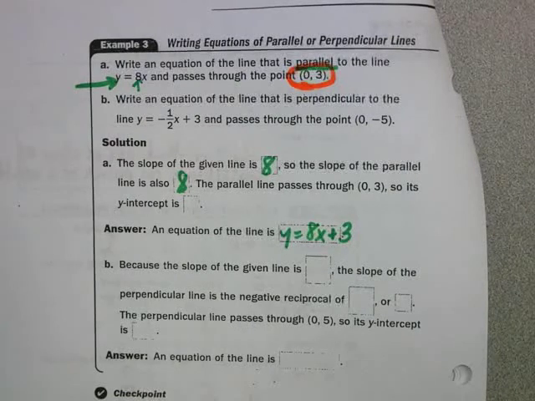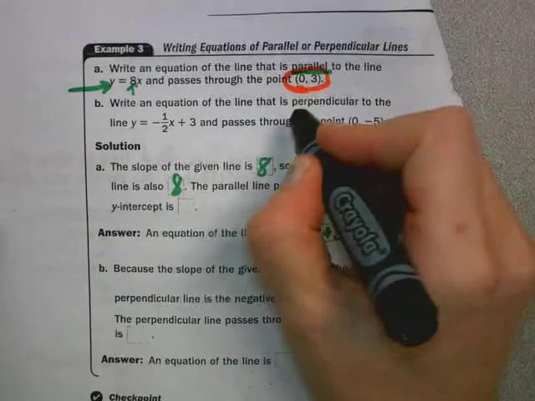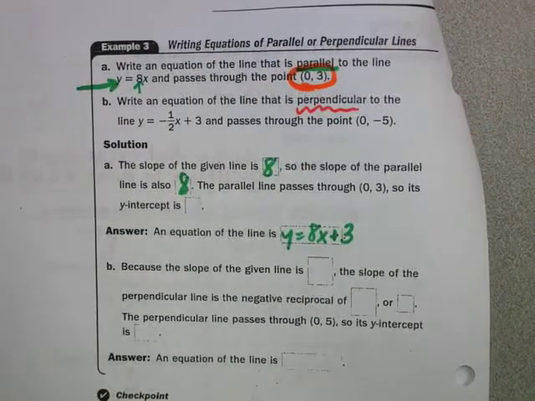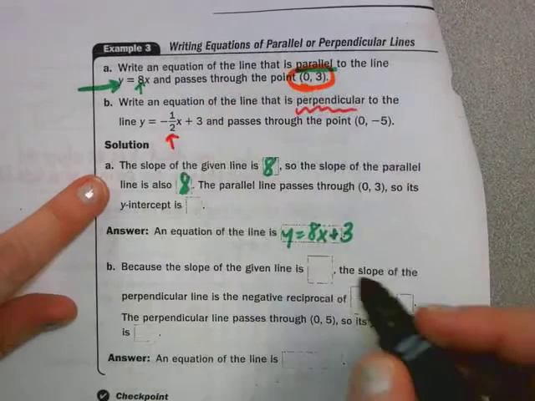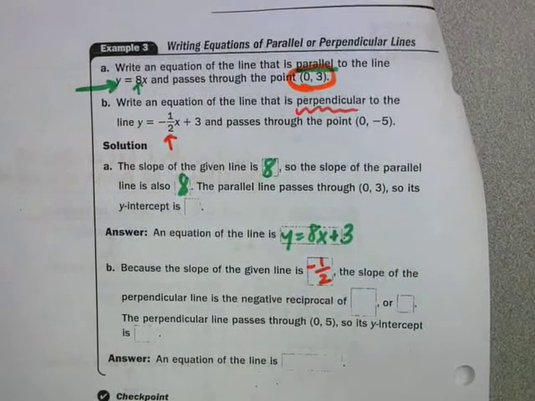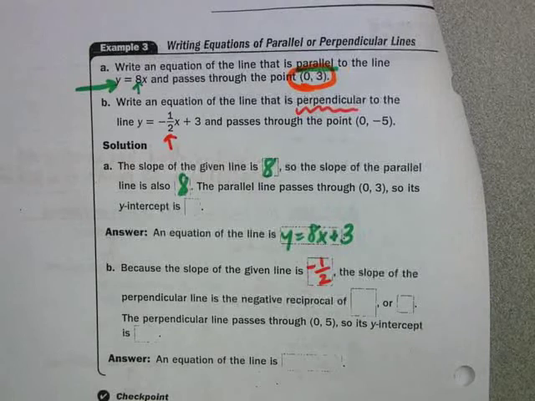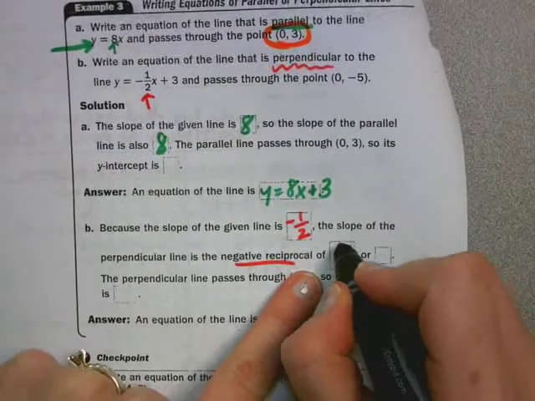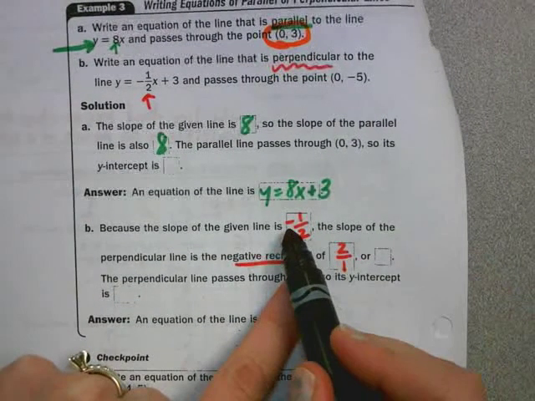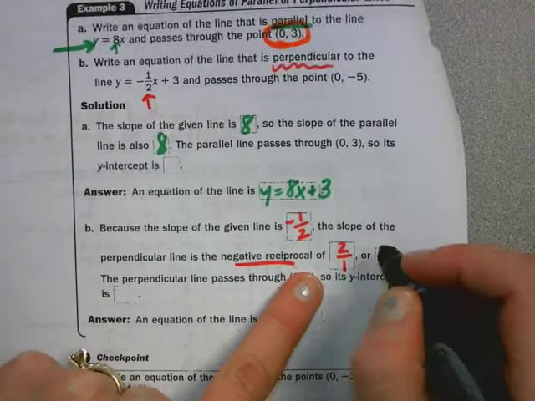The next question, question B, says write an equation of a line that is perpendicular. Okay, so think about what that means for slope. To this line, y equals -0.5x plus 3, and passes through the point (0, -5). So our given slope is -0.5. Now a perpendicular line is going to have a negative reciprocal slope. So the negative reciprocal of that would be 2 over 1, and it would be positive because it was negative there. Well, 2 over 1 just simplifies to 2.